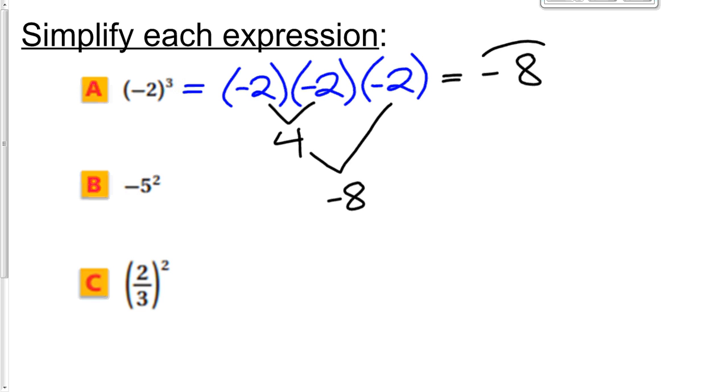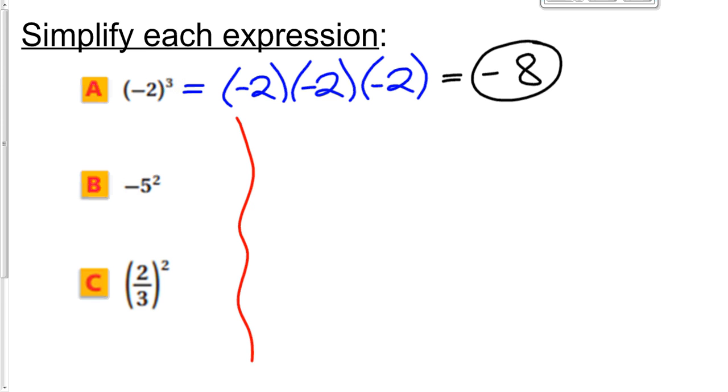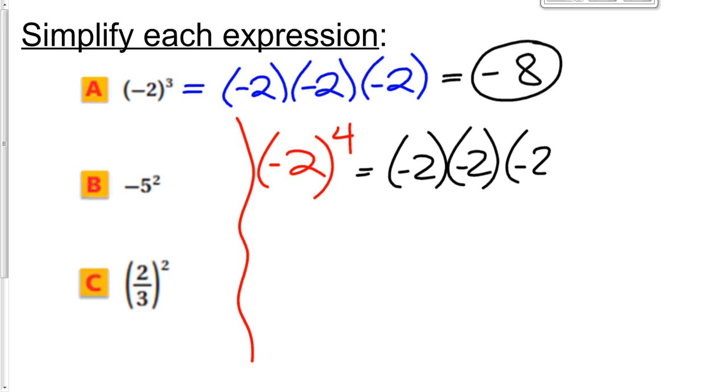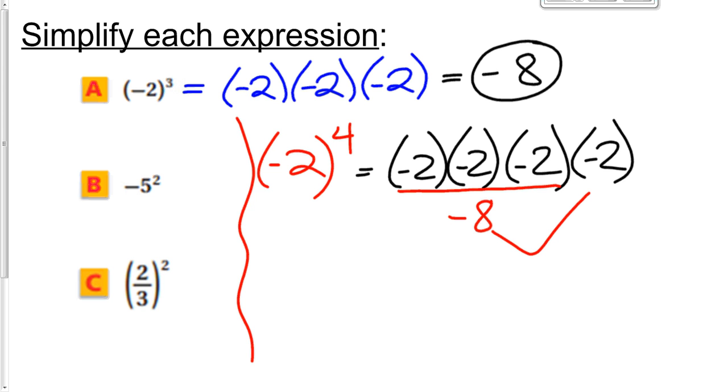All right. Now, just before we get to the next one, what would negative 2 to the positive 4th look like? So sidebar here. Negative 2 to the 4th would look like 4 negative 2's multiplied. Okay? And we just talked about how negative 2 times negative 2 times negative 2 is negative 8. And then negative 8 times negative 2 would give me a positive 16 for an answer.